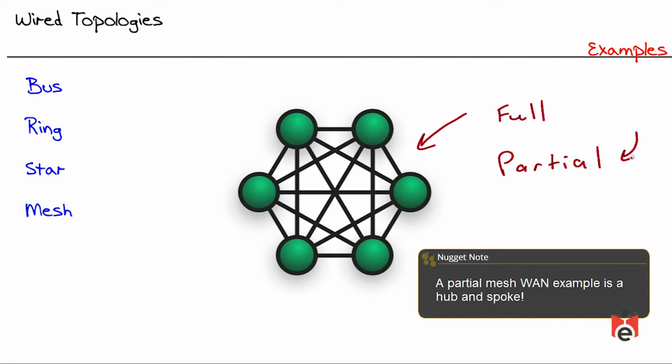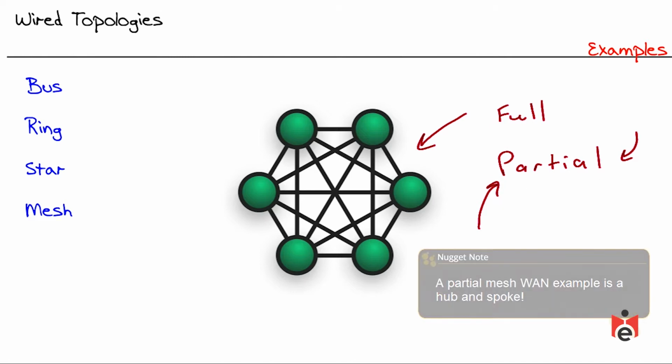So you can play a balancing act with a partial mesh. You can say, I want some redundancy of paths, I want some resiliency in the topology, but I don't want to spend all that money and have the complexity of a full mesh. So the partial mesh becomes very, very common in wired topologies today.